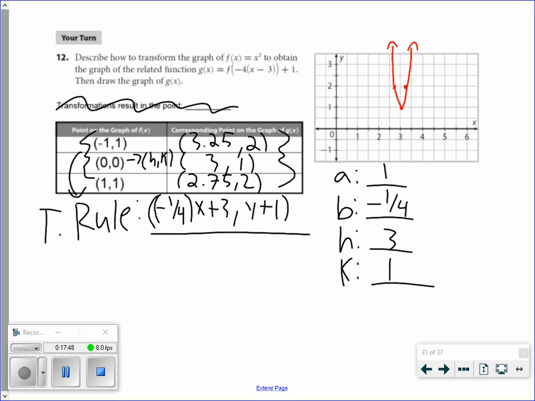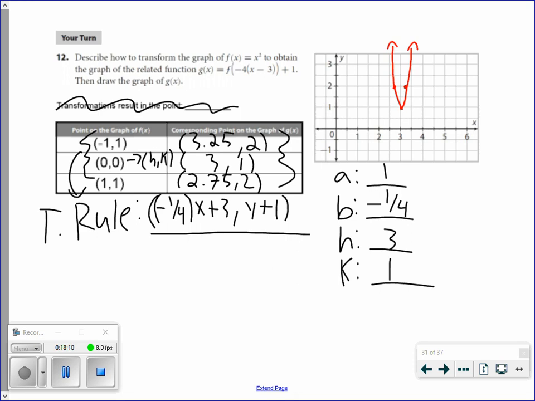That's what your graph should have looked like. If you got something different, make sure your transformation rule is the same as mine. Make sure your a, b, h, and k are the same as mine. If your transformation rule and your a, b, h, and k are the same as mine, go and double check your algebra. This problem was weird. The numbers were a little weird. So you might have to go double check your algebra, make sure you didn't add or subtract something incorrectly.